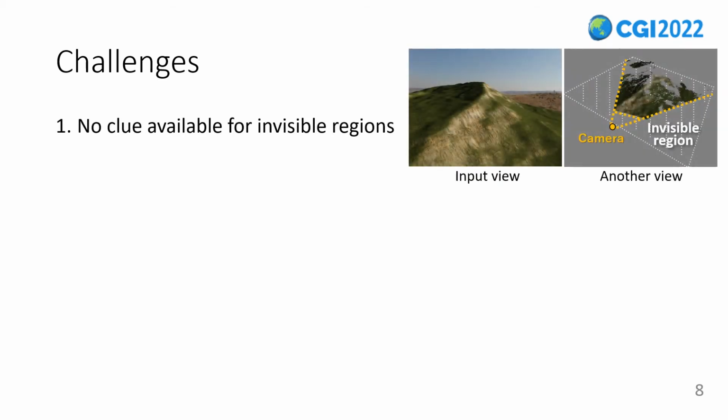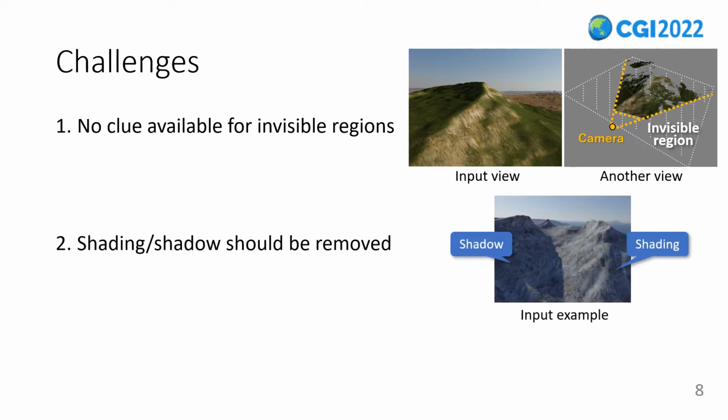This project tackles the following challenges. First, we want to reconstruct a complete 3D model, but there is no clue to infer regions invisible from the input view. Second, input images often contain shadows and shading due to the sunlight, but for textures of 3D terrain, we have to remove them. Third, there is no public 3D terrain dataset for training our networks.